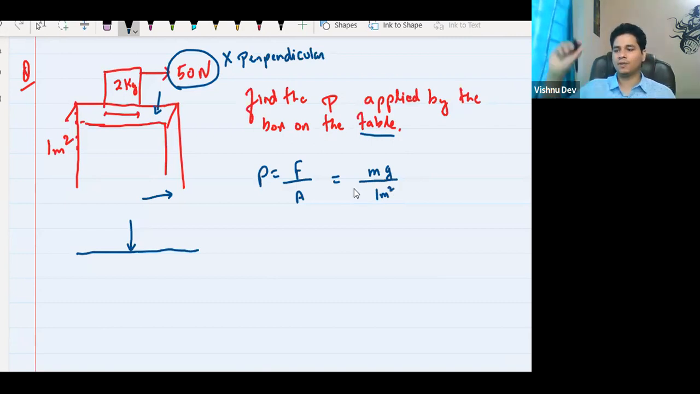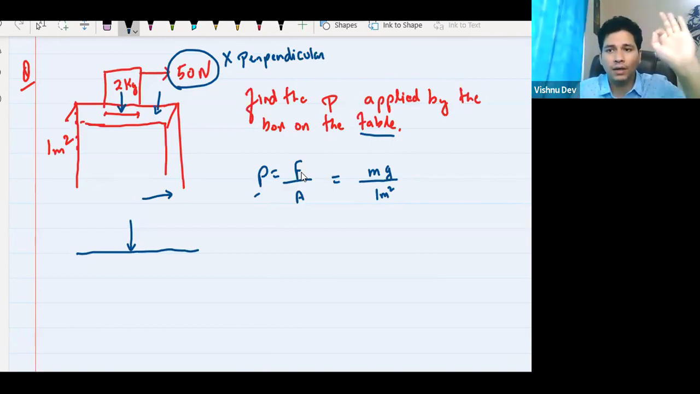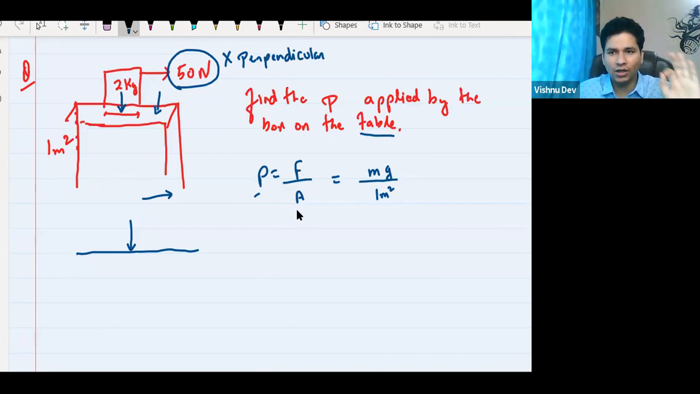The force will be due to this mass, mg. Does anyone have any doubt? I'm just explaining this concept that when you talk about pressure, it is force, but not any force. It is only perpendicular force, perpendicular force per unit area.